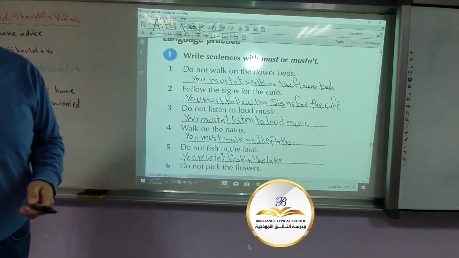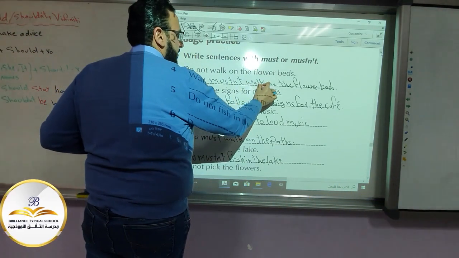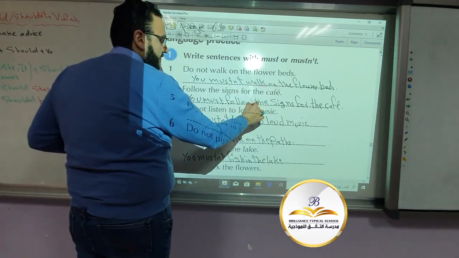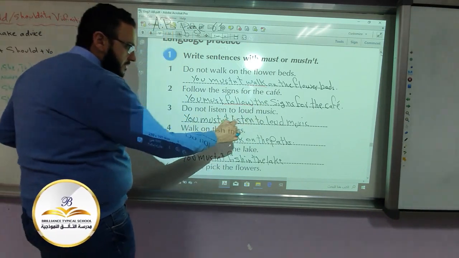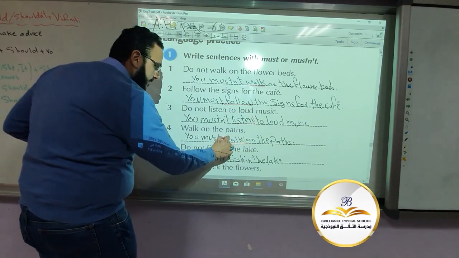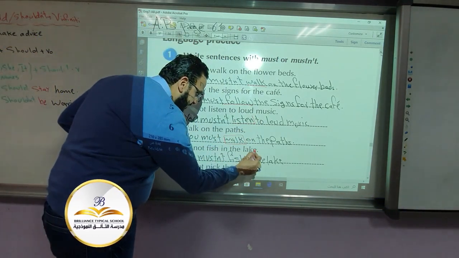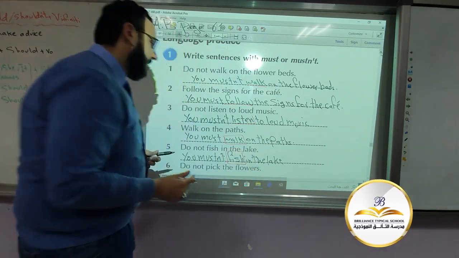Okay, look here at the example. After must or mustn't, we put the infinitive. Walk, follow, the infinitive verb. Listen. Okay? You must walk. You mustn't fish. Okay?